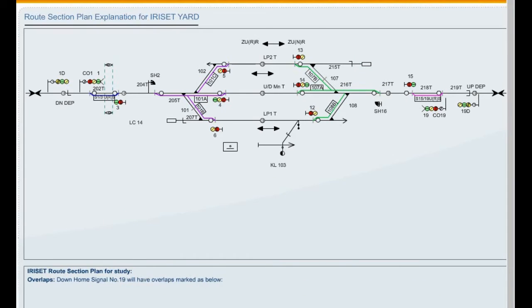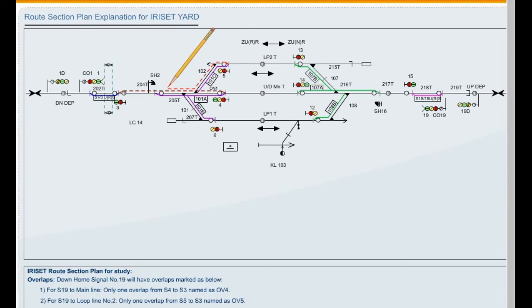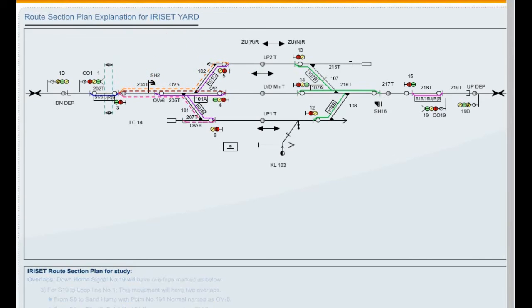Overlaps. Down home signal number 19 will have overlaps marked as below. For S19 to main line, only one overlap from S4 to S3, named as OV4. For S19 to loop line number 2, only one overlap from S5 to S3, named as OV5. For S19 to loop line number 1, this movement will have two overlaps. From S6 to sand hump with point number 101 normal, named as OV16. From S6 to S3 with point number 101 reverse, named as OV26.